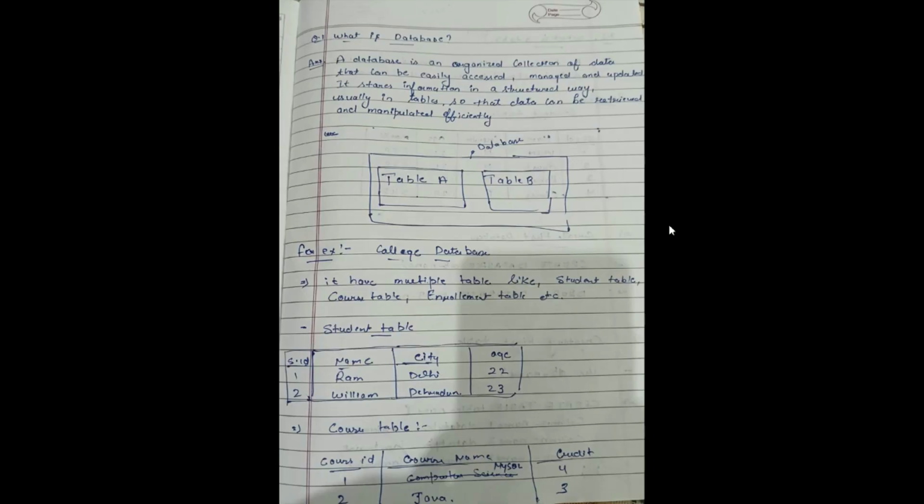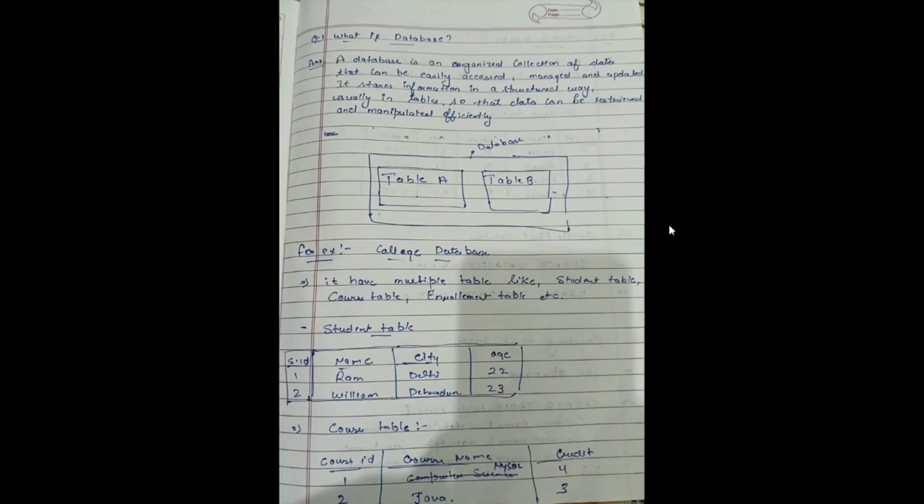Now basically, what is a database? A database is an organized collection of data that can be easily accessed, managed and updated. Basically, we have a database of a college. What we have in it: we have student tables, course tables and different things. So basically in a database we have different tables. We store the tables in the database.